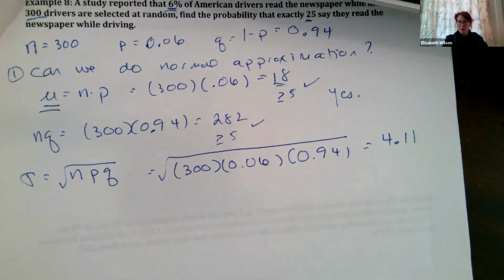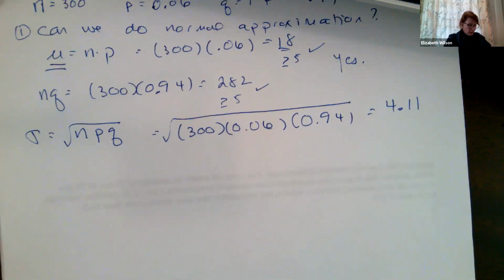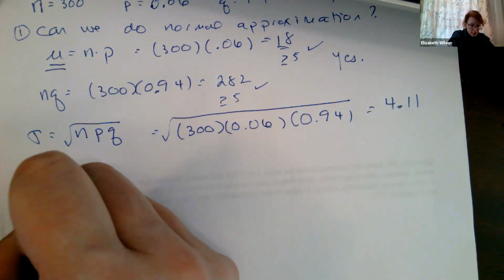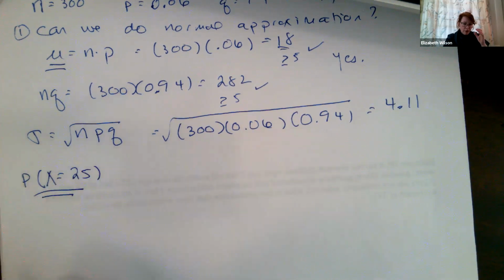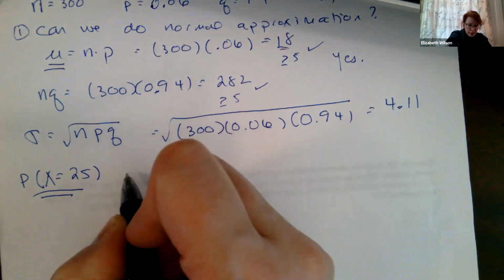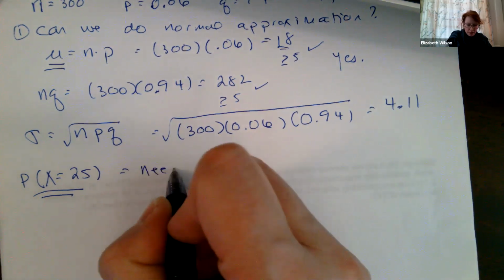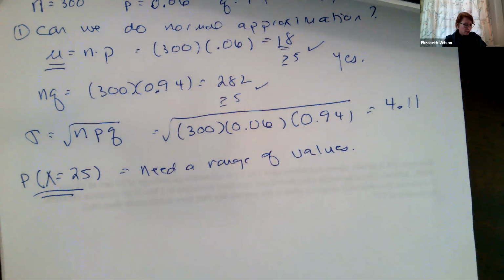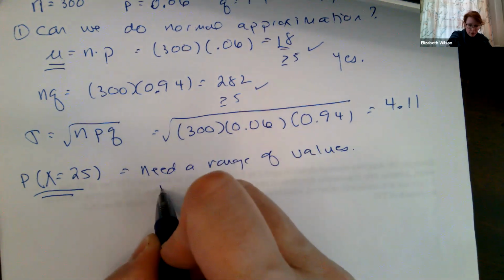So I'm kind of prefetching some of this information that I'm going to need. I'm going to scroll up a little bit. Now I have to look at the probability that x, my random variable, is equal to 25. We didn't specify a random variable in this problem, but we're going to assign one. We're going to say x is the number of drivers that read while they're driving. So what's the probability that that random variable is equal to 25? In order to do this, we need a range of values, and we also need a continuity correction.